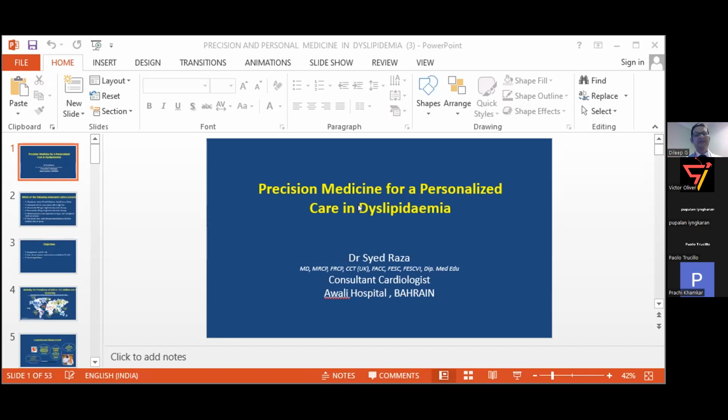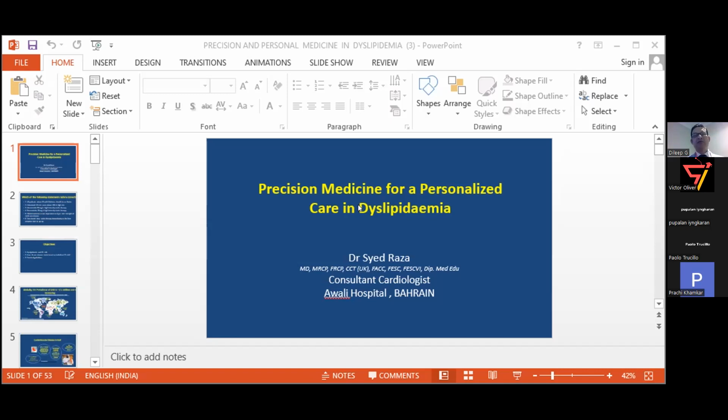But I personally feel that the American College of Cardiology and American Heart Association guidelines seem to be more practical because they have grouped the risk categories into just 4 groups. So there are 4 risk group categories, which I'll discuss now, and how you're going to target and reduce the LDL levels in these risk categories.